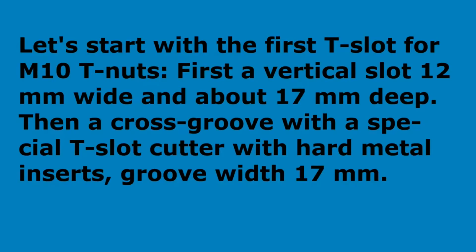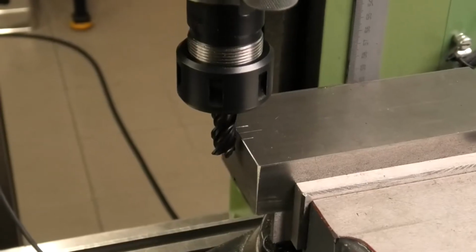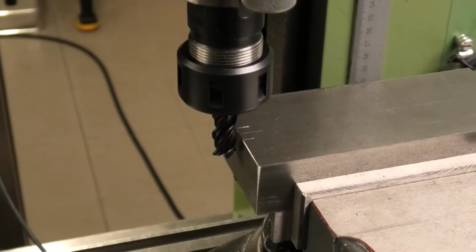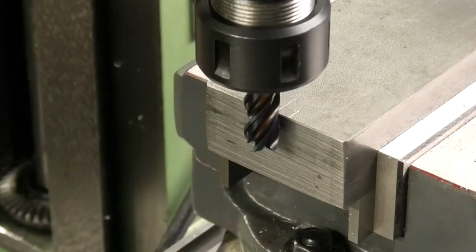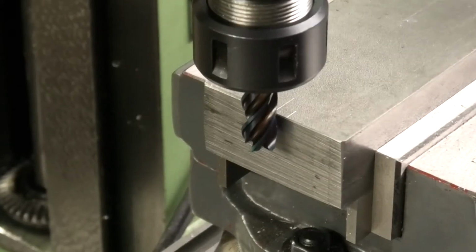Let's start with the first T-slot for M10 T-nuts. First a vertical slot 12 mm wide and about 17 mm deep. Then a cross groove with a special T-slot cutter with hard metal inserts, groove width 17 mm. To be safe, we proceed with two cuts. The first is 10 mm deep, the second then 7 mm.